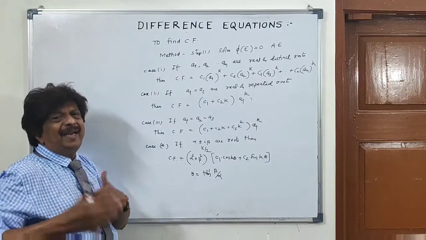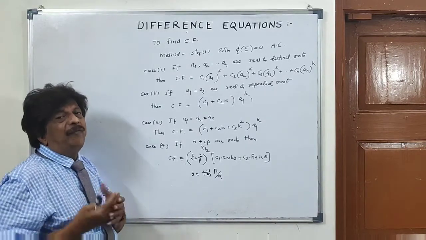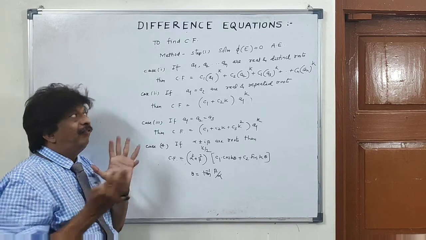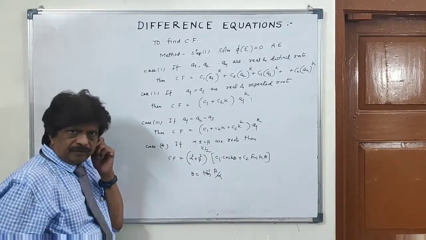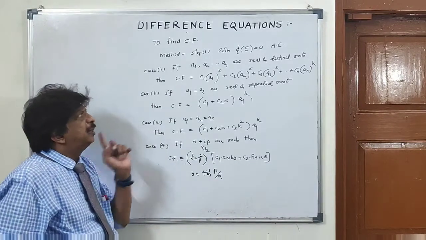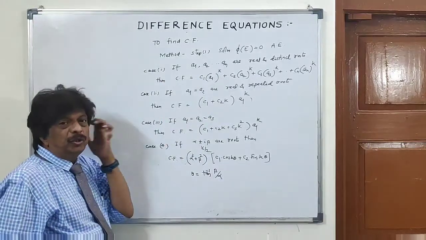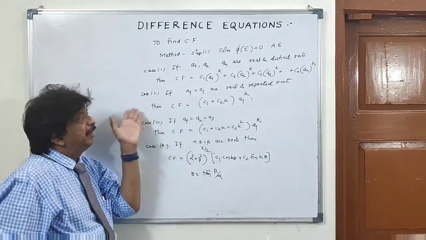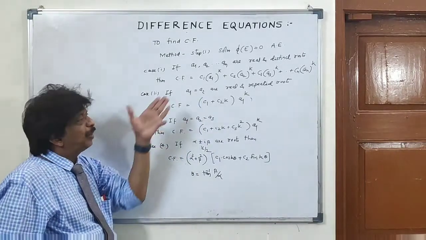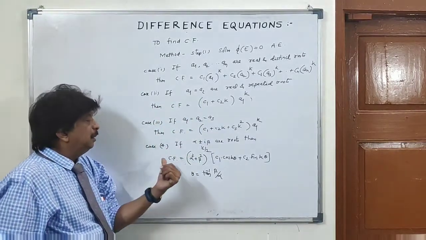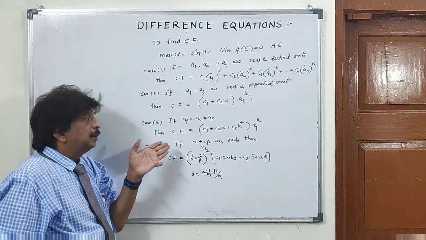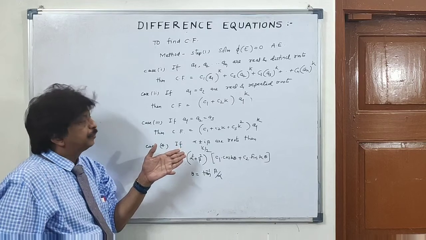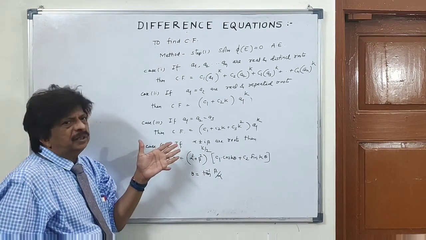The method is exactly similar to that of finding the complementary function for linear differential equations. So this is the case for real distinct roots. This is the case for real and repeated roots, twice, thrice, and so on. This is the case for complex and conjugate roots.